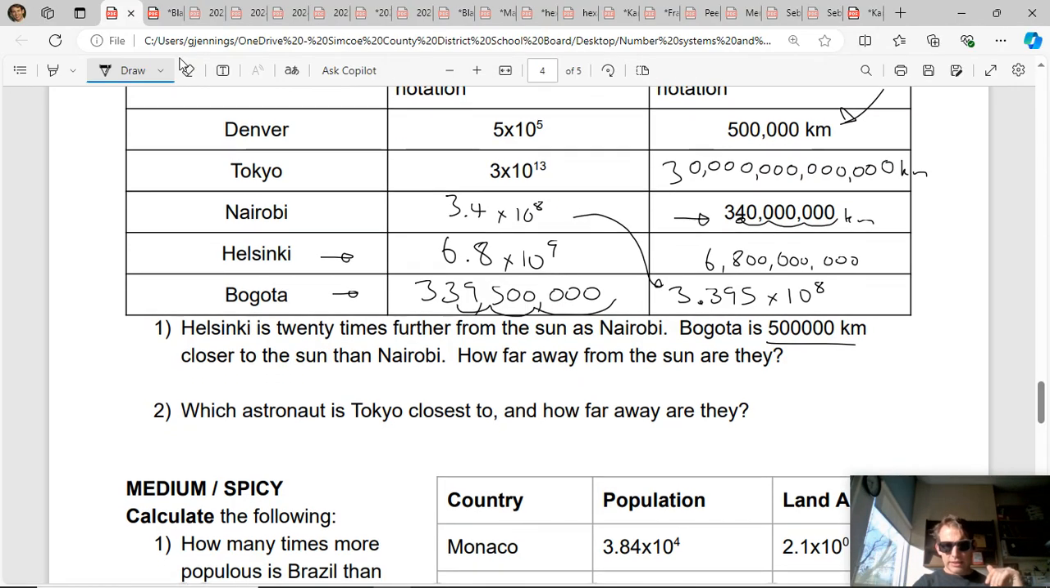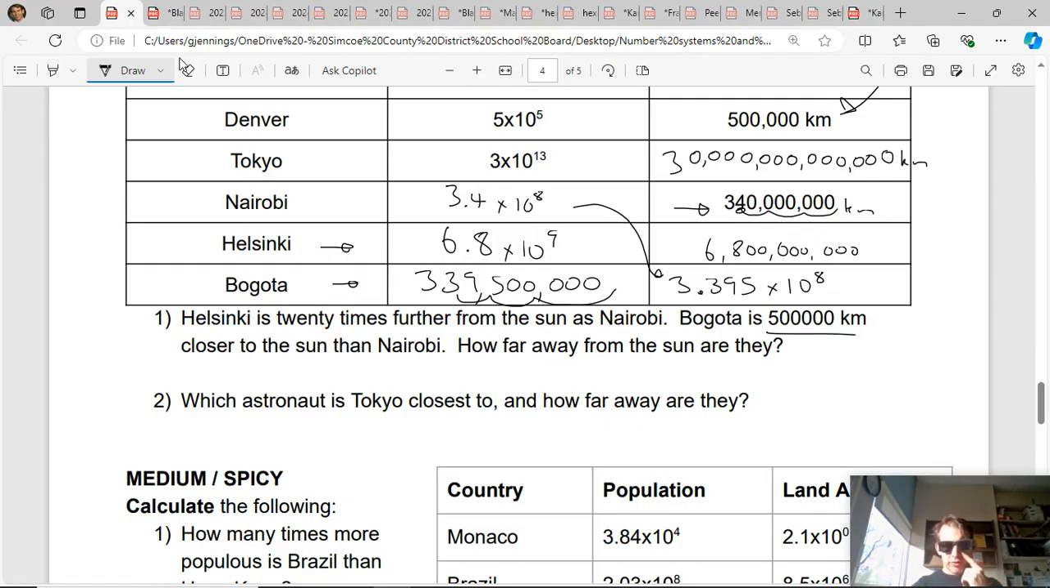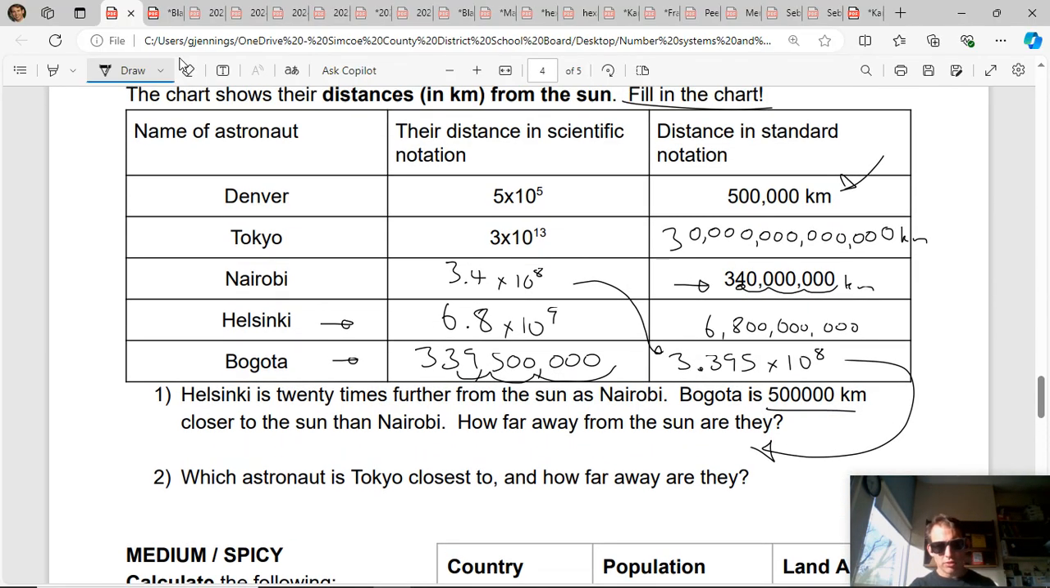Okay? And so that's how far away from the sun they are, this far. Okay, so I just filled in the chart. But I'm done. Which astronaut is Tokyo closest to? Tokyo is so far away. And the furthest one away besides Tokyo is Helsinki, because this number is biggest. And I want to know the difference there and how far away they are.